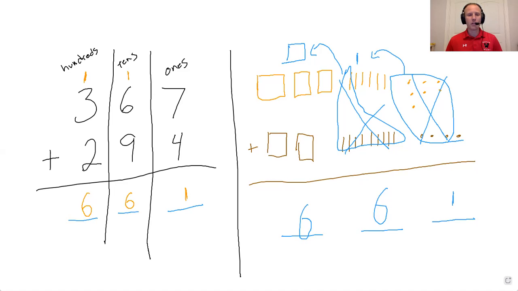So I hope that picture model helps you. I showed a couple of those examples in the last lesson. I'll show one more in the next sample problem coming up, and then we'll do a couple without it.